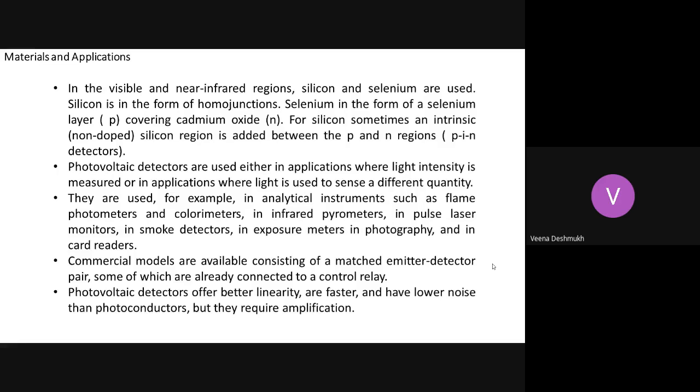So in this visible region and near infrared regions, silicon and selenium are used. So concentrate here: specific semiconducting material for specific wavelength production. Silicon is in the form of homojunctions, selenium in the form of a selenium layer. Selenium forms this P layer covering cadmium oxide. So this is how the construction happens.